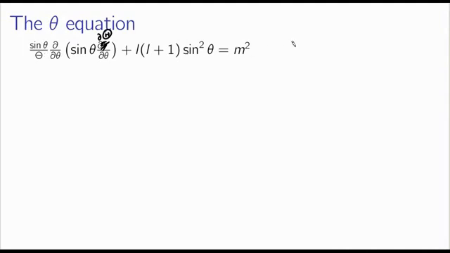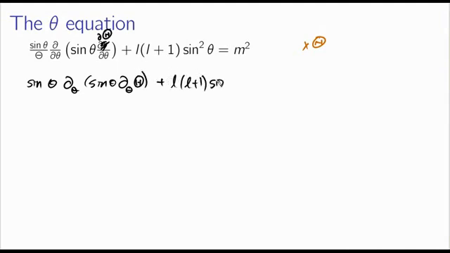We can simplify this a little bit, as before, multiplying through by the capital theta to get rid of this theta in the denominator, essentially. And what you end up with is sine theta, partial derivative with respect to theta, of sine theta, partial derivative with respect to theta of our theta function, plus L(L+1) sine squared theta, minus m squared, and I'll put this in square brackets and multiply it all by my theta function, is going to be equal to 0.